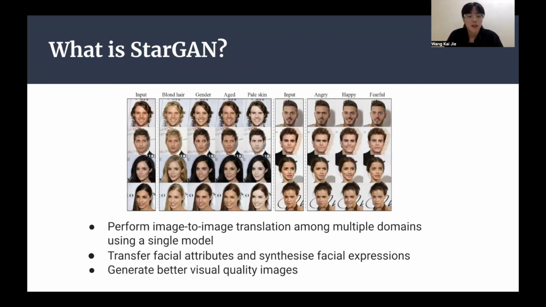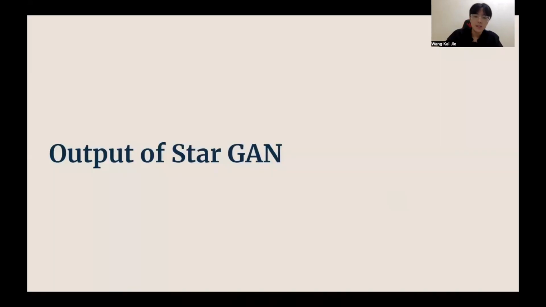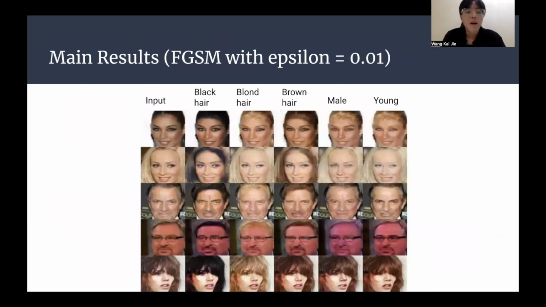When compared to the existing methods, StarGAN generally generates better visual quality images. In our attempt of disrupting deepfake, we use StarGAN as our facial manipulation system. Next, I'll talk about the output of our StarGAN model. Before I talk about the output, let me briefly explain what we use our StarGAN model for. We use our StarGAN model to translate our input images to the 5 domains selected, which are black hair, blonde hair, brown hair, male, and young.